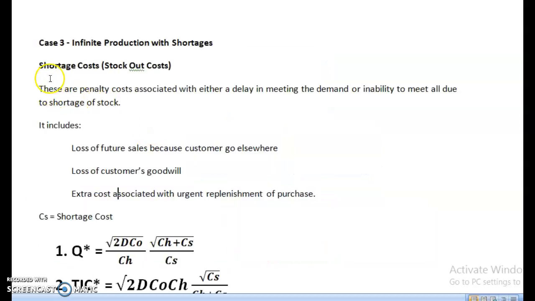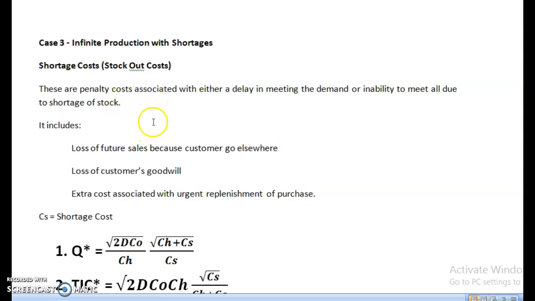In this case, we have to know a new term, that is shortage cost. It is also called stock out cost. Shortage cost means it is a penalty cost associated with either a delay in meeting the demand or inability to meet it at all due to shortage of stock.